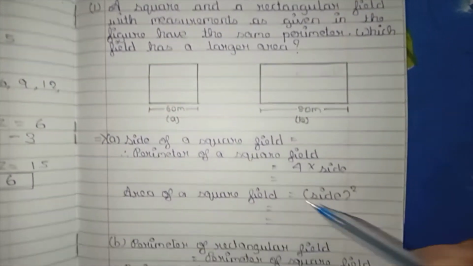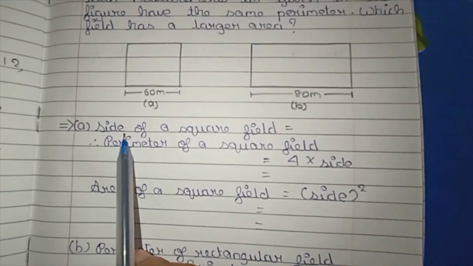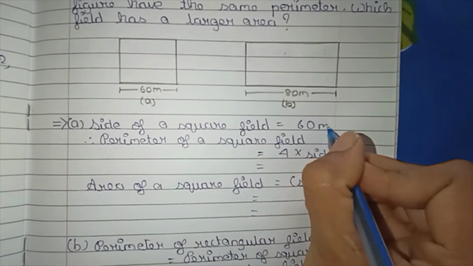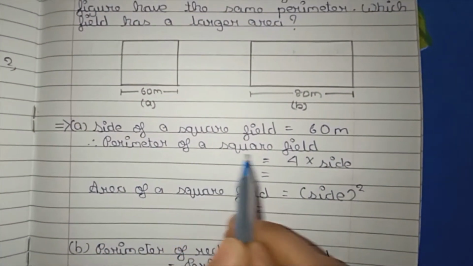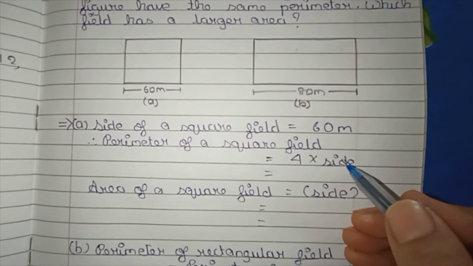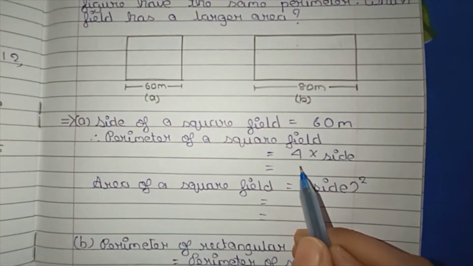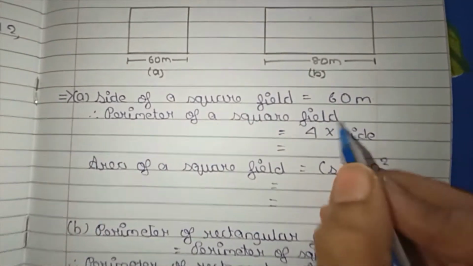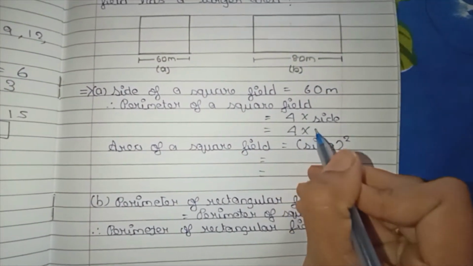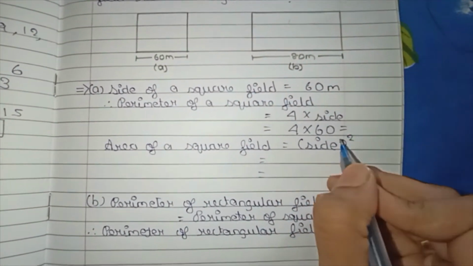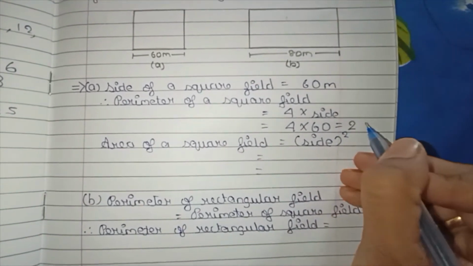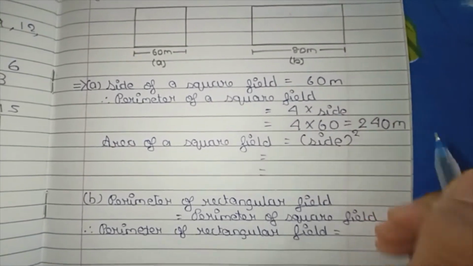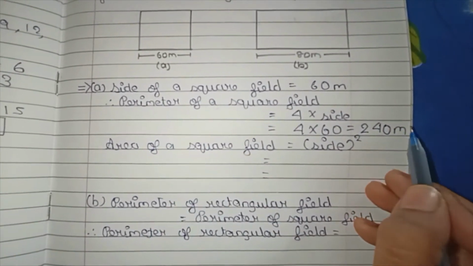So first we will start with A, the side of the square field, which is given to us as 60 meter. What is the formula of perimeter of a square field? That is 4 multiplied by side, or 4 multiplied by L. So what is the side here? 60. So 4 multiplied by 60, 6 4s are 24, that is 240 meter. Perimeter is there, so our unit will be meter.